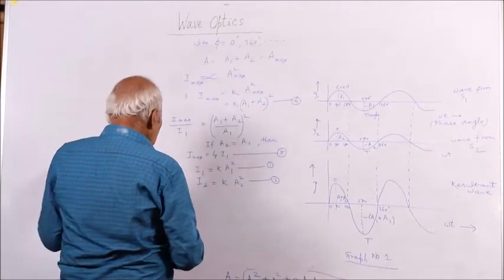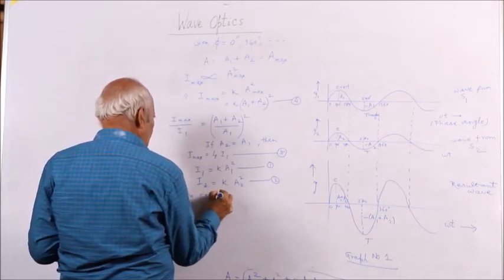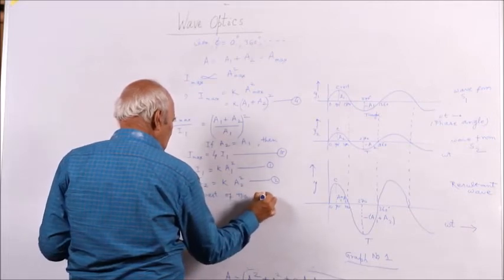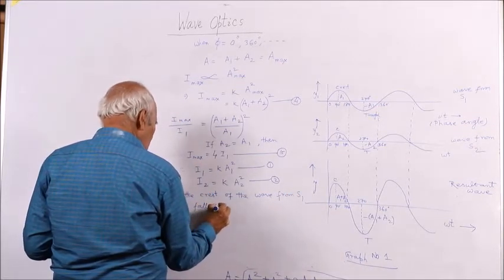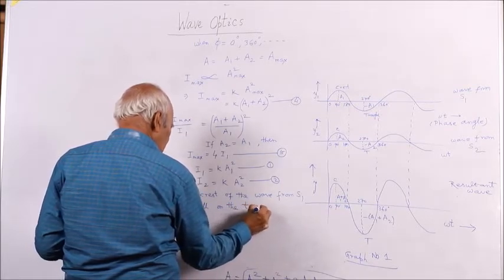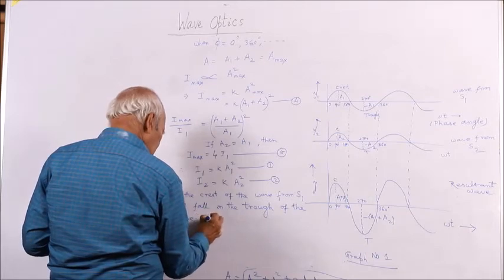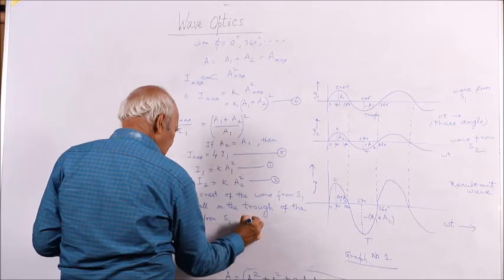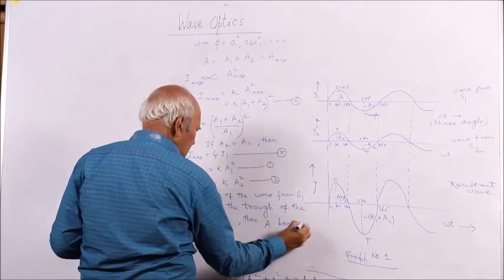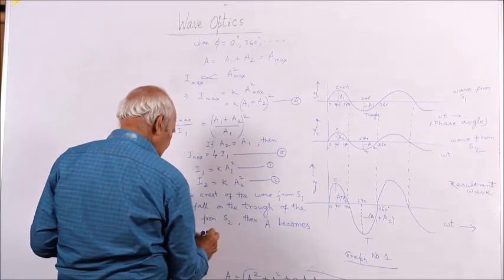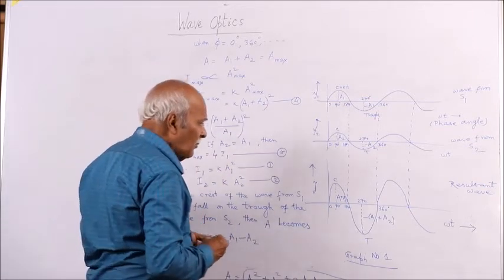Then if the crest of the wave from S1 will fall on the trough of the wave from S2, then A becomes minimum, is equal to A1 minus A2, as shown in graph number 2.